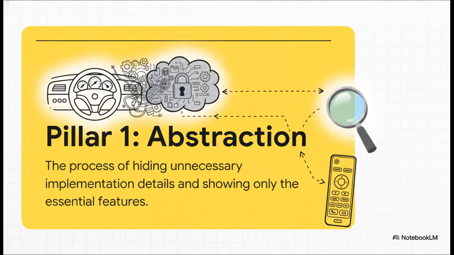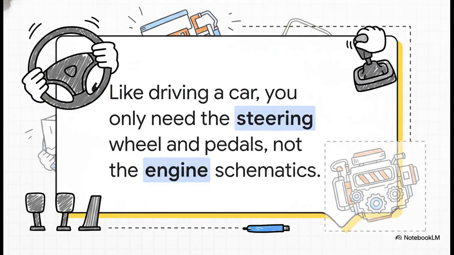It's the idea of hiding all the messy, complex inner workings of an object and only showing the essential controls. We're focused on what an object does, not getting bogged down in how it does it. You know, the best analogy is driving a car. You only need the steering wheel, the gas, and the brake, right? You don't need to be a mechanic and understand the engine schematics just to drive to the store. All that complexity is hidden from you.